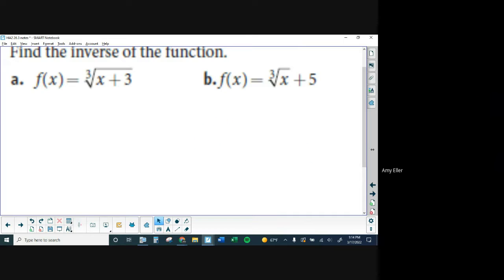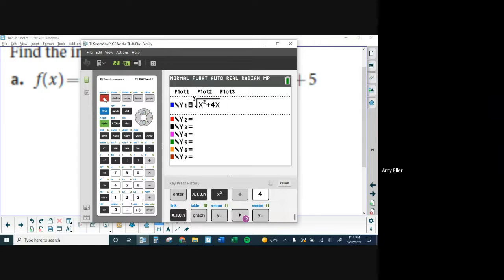Let's look at number 5. Erase your current y equals and type in the function there that they have for number 5.